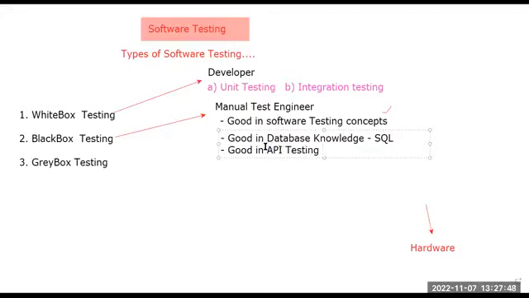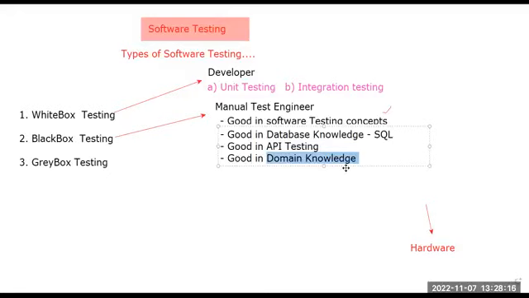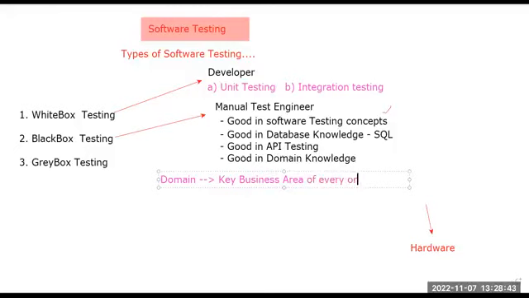Domain knowledge. Can someone tell what exactly domain means? Any idea? Field, sir. Like banking domain, insurance. Yes, banking domain, health domain, transportation domain, correct. So I can say, usually I give a short definition: domain is nothing but the key business area of every company, every organization. Key business area means what kind of business they are running. That is nothing but the domain.